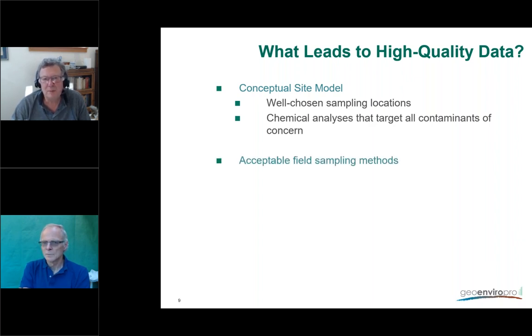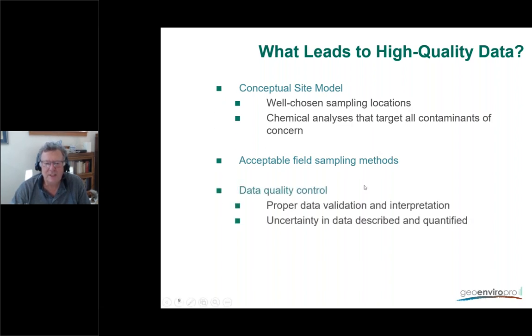We also use acceptable field methods. Hopefully we're using ones that lead to highly accurate data, and we did in the past and we will in the future, so we can have comparable data from one year to the next. We also use data quality control measures, proper data validation and interpretation. Uncertainty in data is described and quantified.